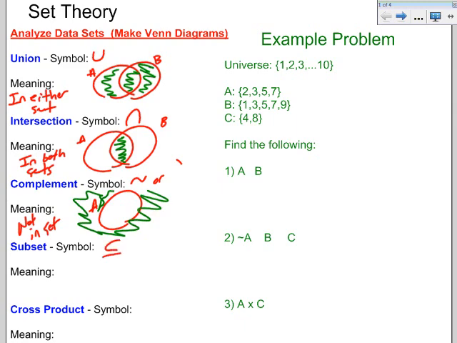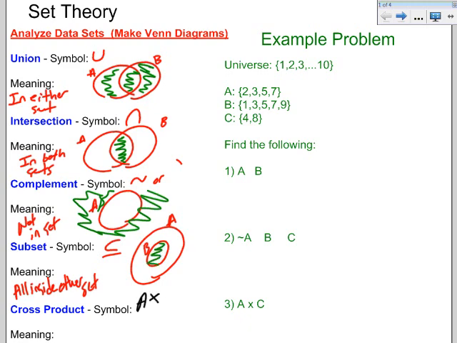Now a subset is like a sideways U. And this means that everything inside the one set is also inside the other. So let's say A had some numbers, and then you have the B data set. Everything that's inside B is also inside A. For example, if B was the number 2 and A was the numbers 1 through 3, well 2 is included in that. Now the last thing is cross product, and this is just A with a multiplication sign B, and this is where you list all the combos of points A comma B. So you just list a bunch of points.